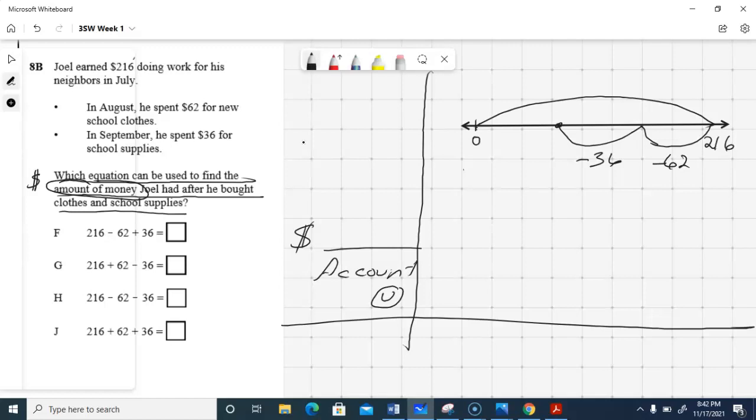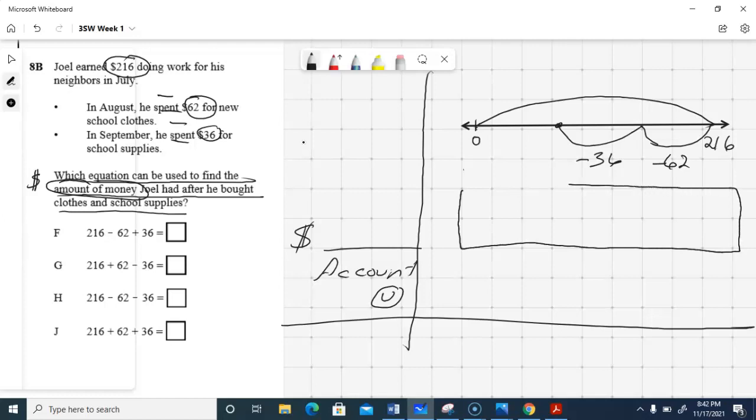So, start with $216, spent $62, that's a subtraction, and then he spent $36, another subtraction. So we could do it as a part whole model of 3 parts. The top part's going to be what he started with, the money he got for doing work for his neighbor. I'd have a part right here for the amount he spent on clothes, another part right here for the amount he spent on school supplies, and this would be what is left.